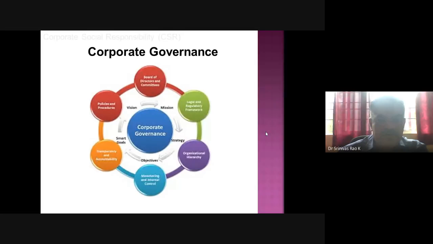Basically, it is the policies and procedures, board of directors and committees, legal and regulatory framework, organizational hierarchy, monitoring and internal control, then transparency and accountability. Then we have smart goals, vision, mission, strategy, objectives. It's all part of corporate governance. You can remember this as a whole, so you can easily reproduce it in the examination.